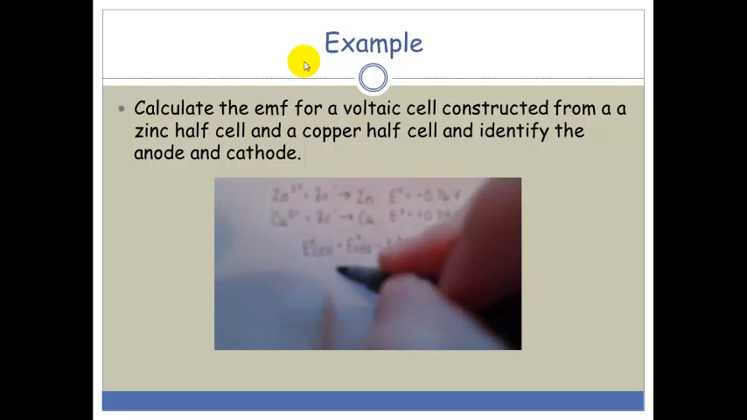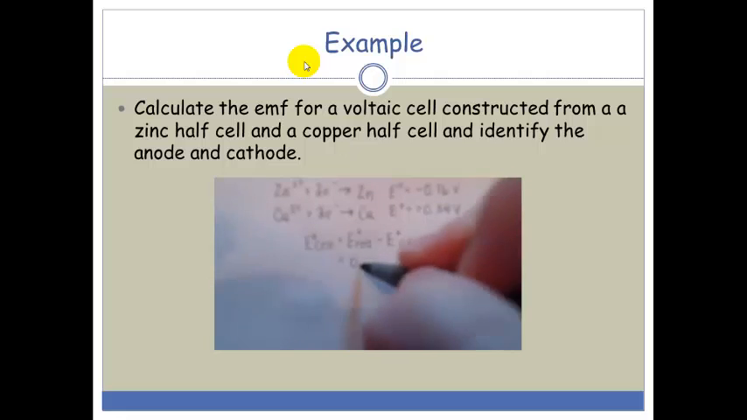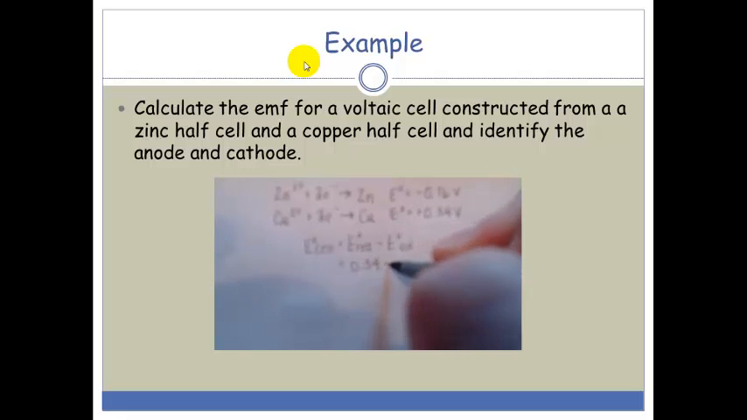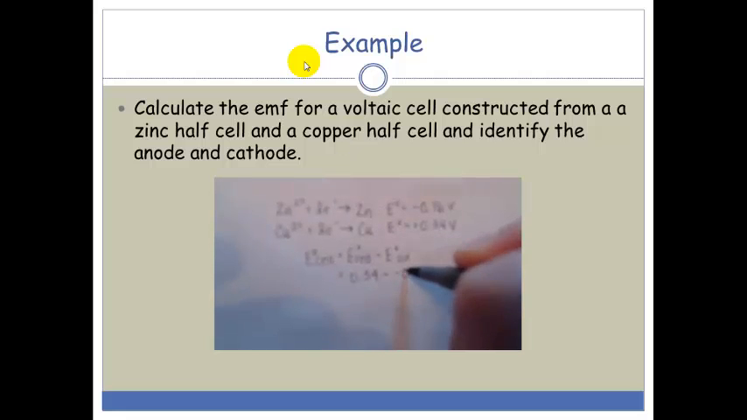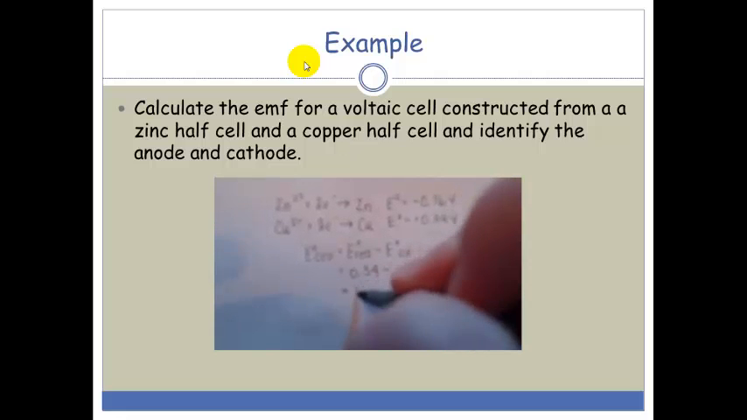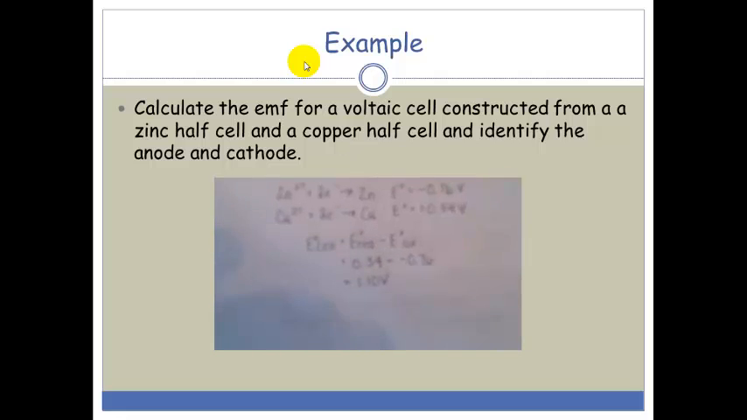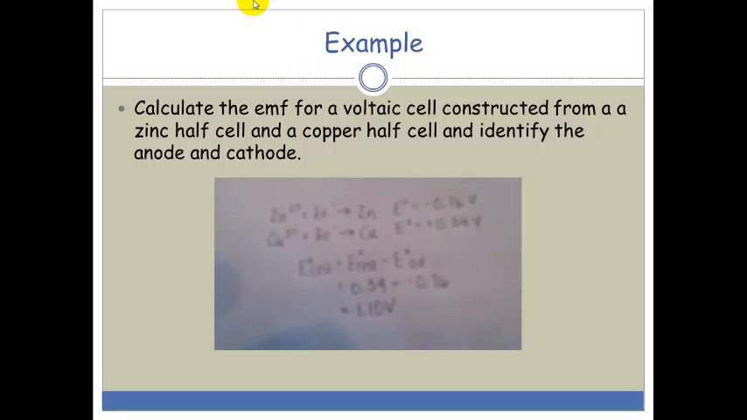So we're going to use the copper for the E red, so 0.34, minus the oxidation cell potential, negative 0.76. So overall, the cell potential for this cell is 1.10 volts. So that's what the voltmeter should read if you were to hook up these two half cells in a voltaic cell.